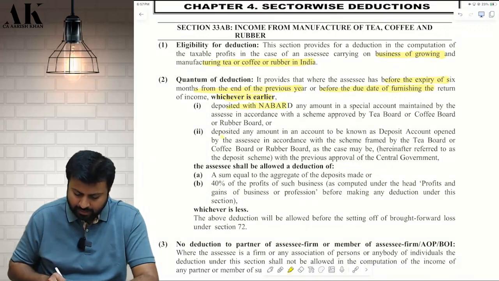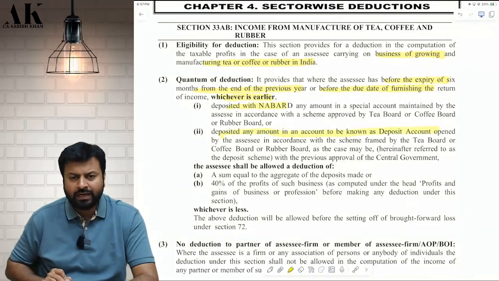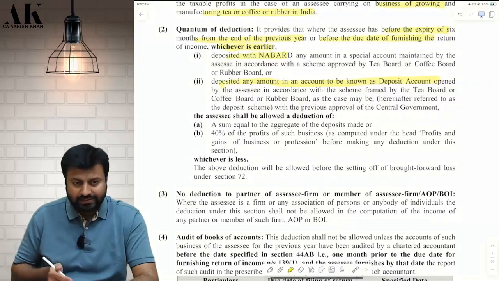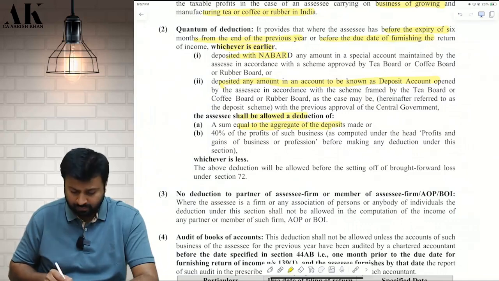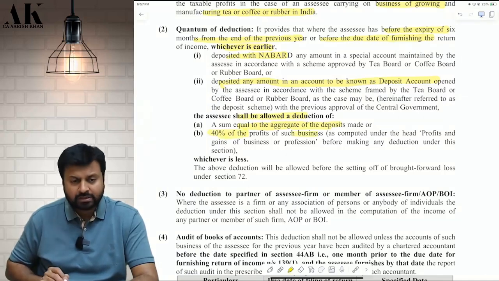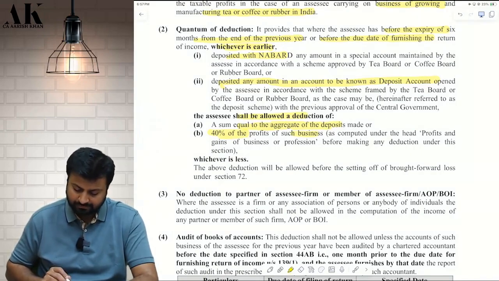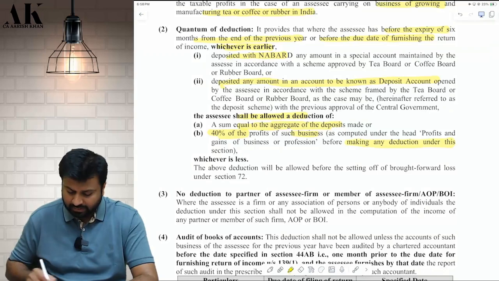Deposit in NABARD or deposit in any other special account. Point number 1 is for NABARD. Point number 2 is for other bank account. Then below that, see on the board. The assessee shall be allowed how much deduction? Amount deposited or 40% of PGBP. PGBP has to be before 2 items. Before which 2 items? Before deduction under this section.